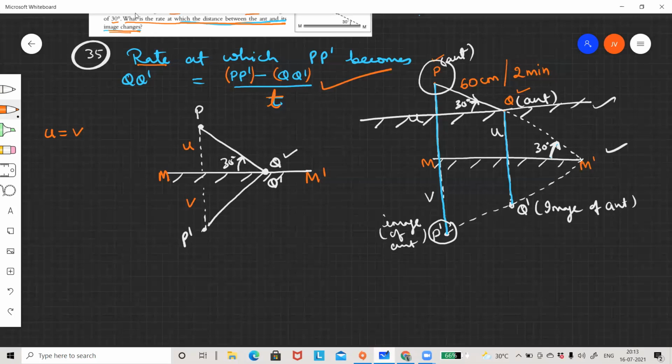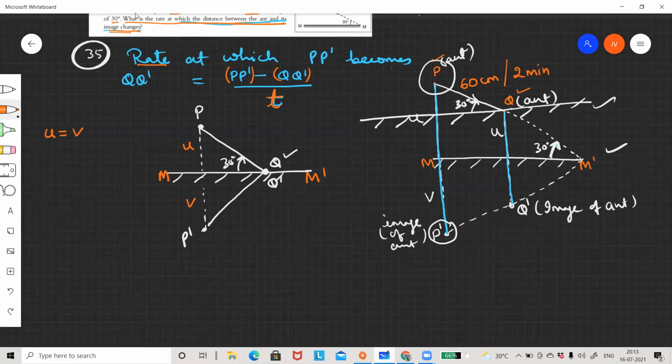The rate at which the distance between the ant and its image changes. Rate means what? With respect to time. Distance between the ant and its image is PP prime. After 2 minutes, distance between the ant and its image is QQ prime. That philosophy is still there. So now the complete thing is we have to find U.